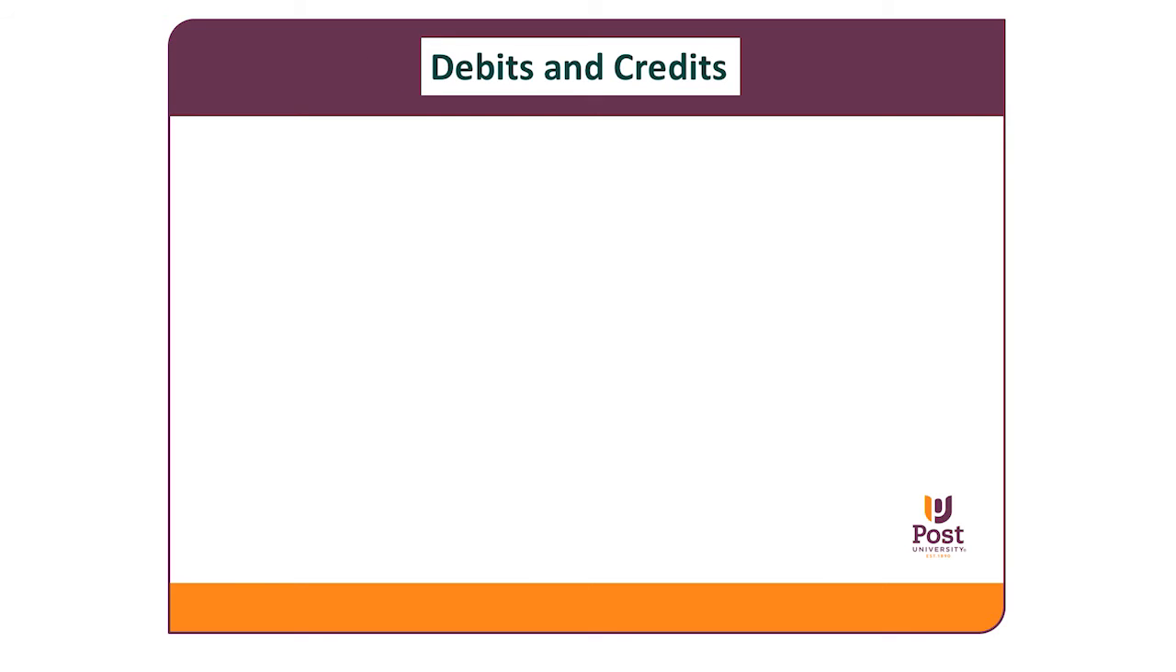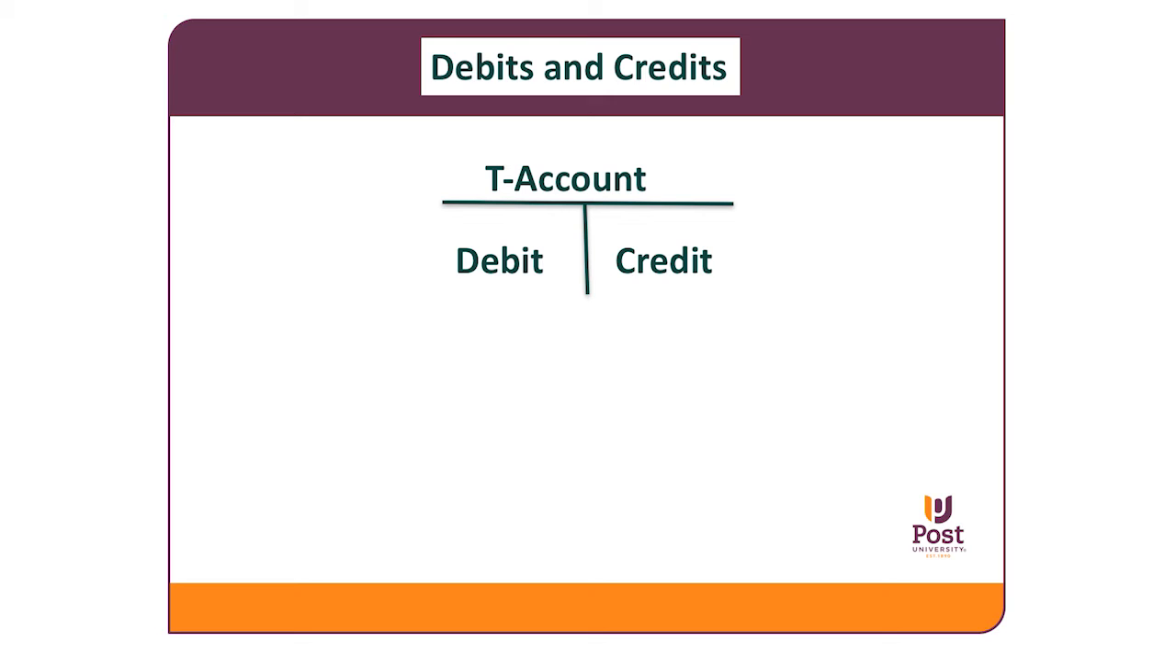In providing a visual picture of how accounting works, we use a depiction known as the T account. Here is a T account. We use a concept that was established over 500 years ago, the concept of debits and credits. The left-hand side of the T account is the debit side. The right-hand side of the T account is the credit side.